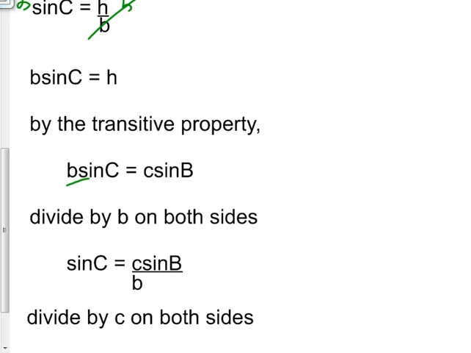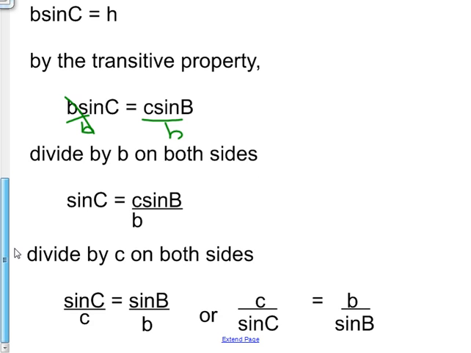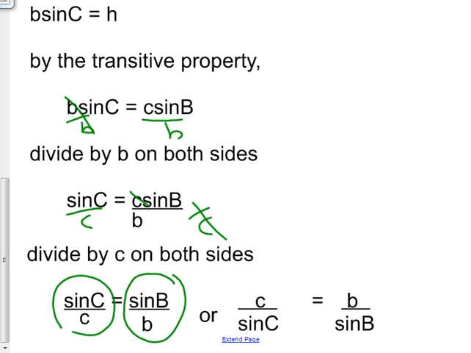Then I can divide by b on both sides. It will cancel on this side to get sine C is equal to c sine B over b. Then I can divide by c on both sides. These will cancel. I end up with sine C over c is equal to sine B over b. Because these are ratios, you can actually flip them, and it's exactly the same. So it'd be side c over the sine of angle C is equal to the side length of b over the sine of angle B.